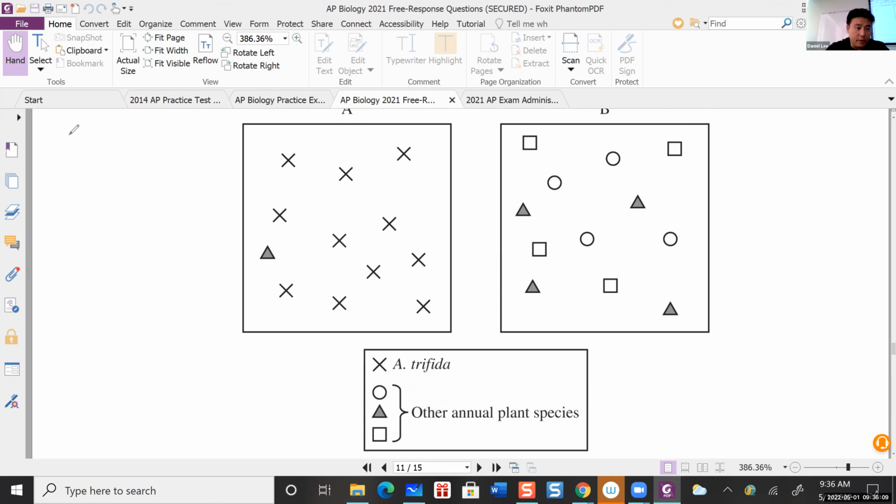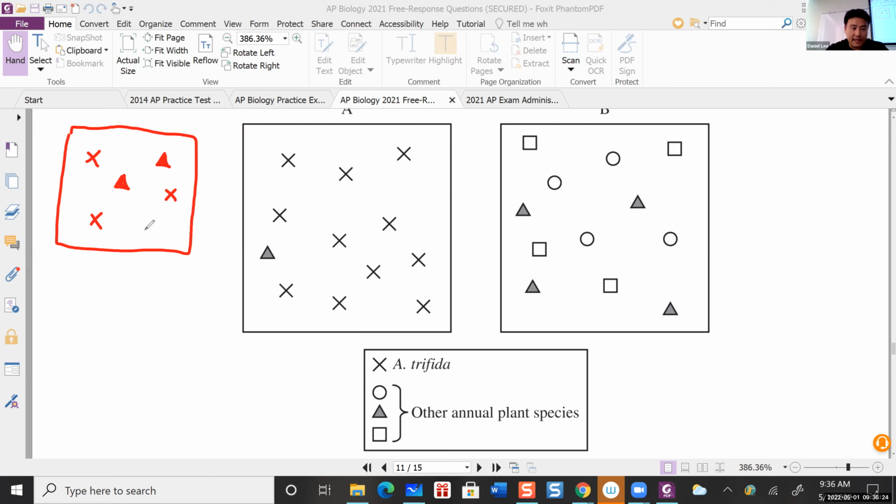Since you removed everybody's advantage, your third plot should have an even number of each species. So I'm going to draw three ragweeds and distribute them evenly. There's no reason they should be clumped together. So this would be the other, the triangle, the square, wherever you want to put it, and then the circle. So maybe like that. This is what you expected to see, and that would be the answer.